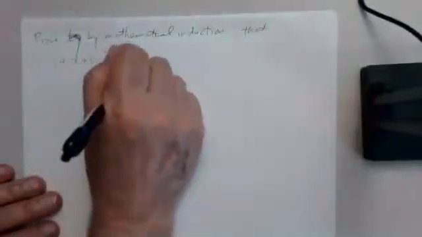Prove by mathematical induction that if you take the sum of the first n integers, you get n times n plus 1 over 2.